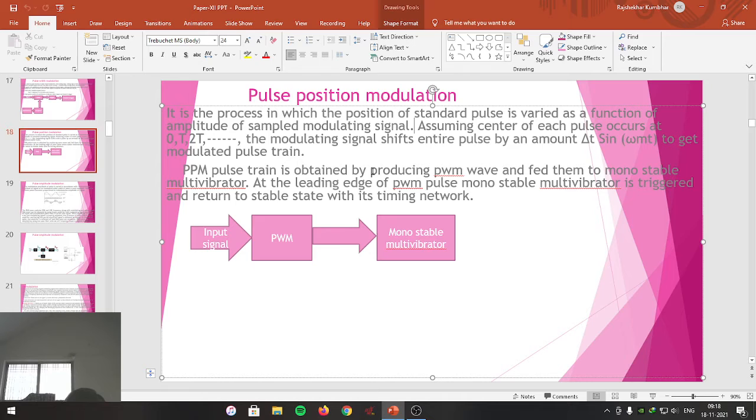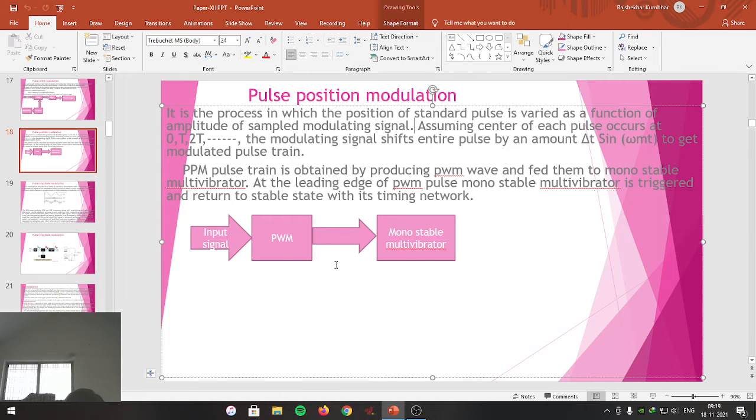A PPM pulse train is obtained by producing pulse width modulation first, and then feeding it to a monostable multivibrator. Means pulse position modulation is obtained by using pulse width modulation first. As we studied in yesterday's lecture, the PWM signal is given to the monostable multivibrator. We are aware of the monostable multivibrator. Also, we studied this multivibrator last year, in paper number 6.